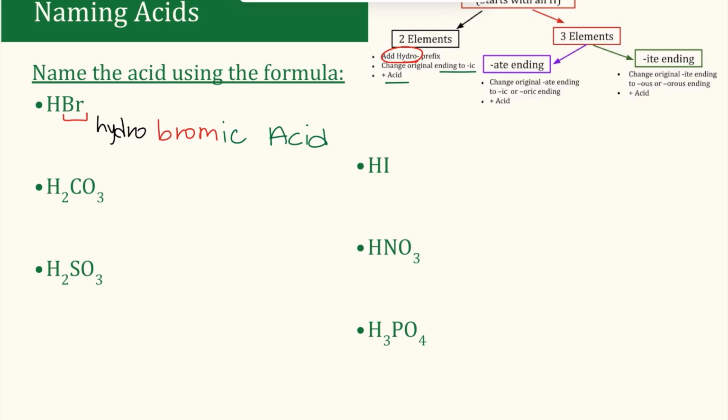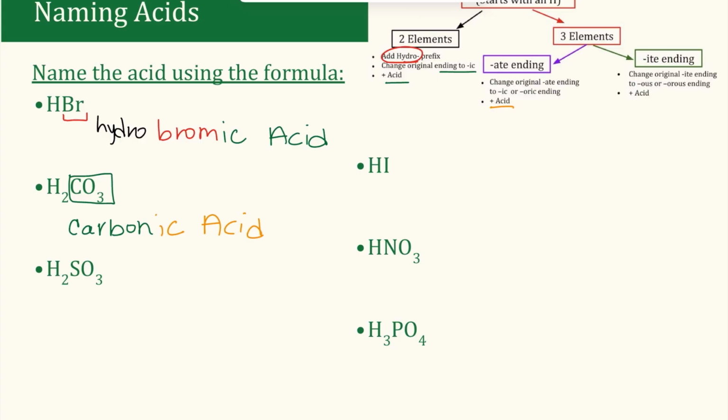On to the next one, H2CO3, well, it starts with an H in the compound. I have 3 elements, so I need to look at, well, what is this polyatomic? And looking at my CO3, that CO3 is carbonate. So I take that, I've got 3 elements, carbonate, ATE ending. I'm going to change that original ate ending to an ic or to oric. So getting rid of that ATE, I'm going to have carbonic, and then I also add on acid. So carbonic acid for H2CO3.